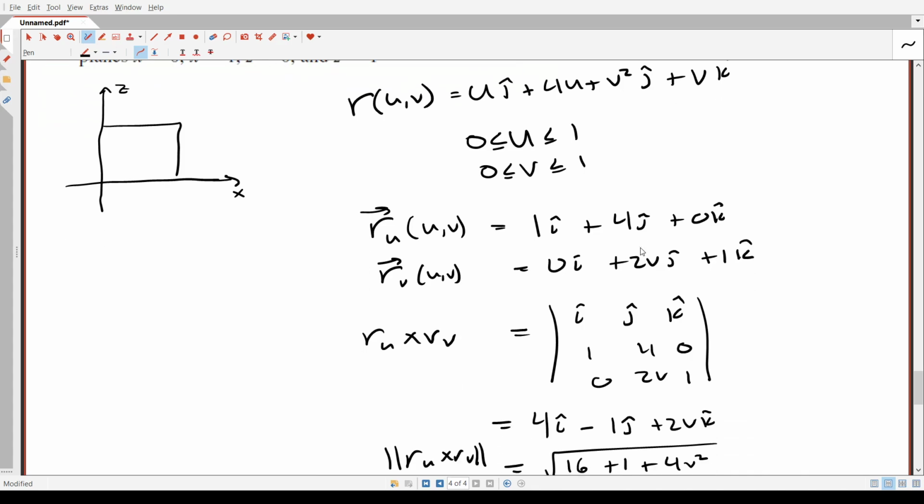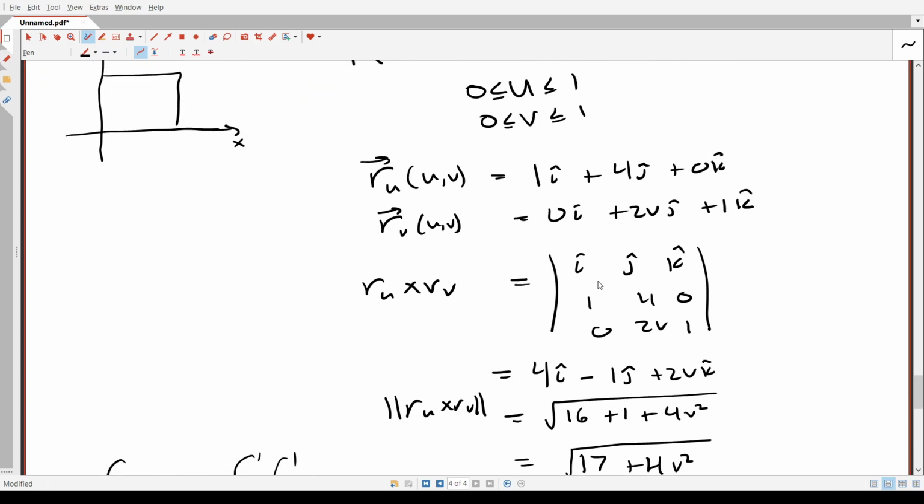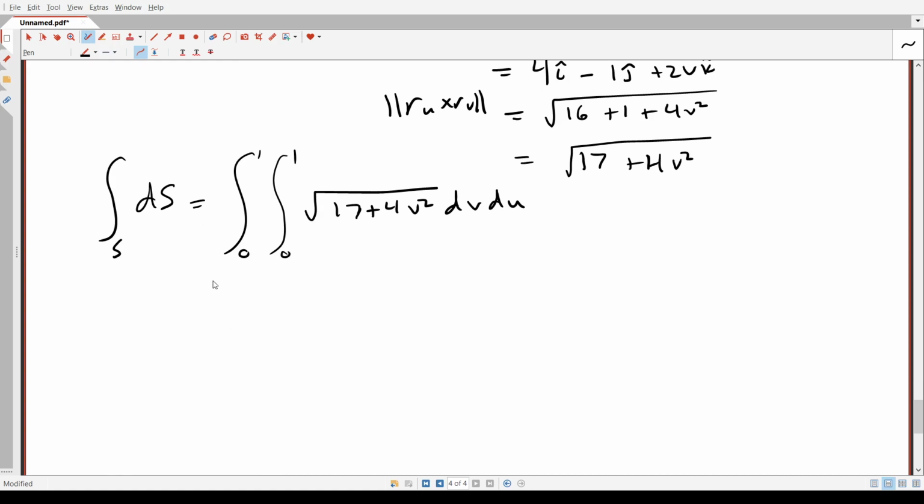so I feel like there might be a mistake here, because if this was 16, this would be a lot easier to integrate. So is there a reason why? So that 1 is supposed to be there, and that 4 is supposed to be there. So I'm just double checking my cross product. So I have 4 minus 0, 1 minus 0, 2v minus 0. Yeah, okay. So then I end up with a not so pretty integral.